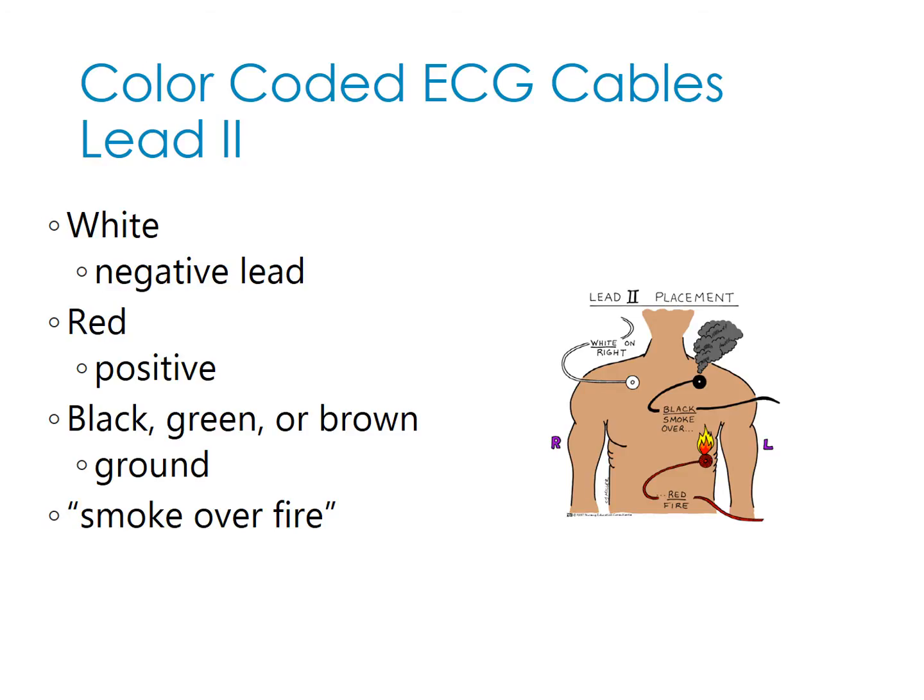So common leads, lead 2: the positive is red and it's below the left pectoral muscle, and the negative is white below the right clavicle. It is the recommended lead for electrical cardioversion. Due to the large upright deflection, this will help when we try to cardiovert, and what we're really doing essentially is shocking an abnormal heart rhythm back into a normal rhythm.